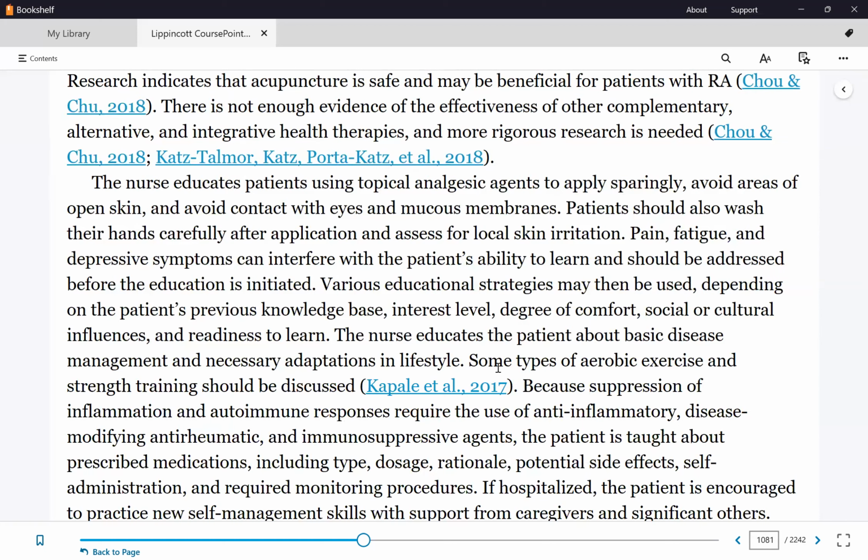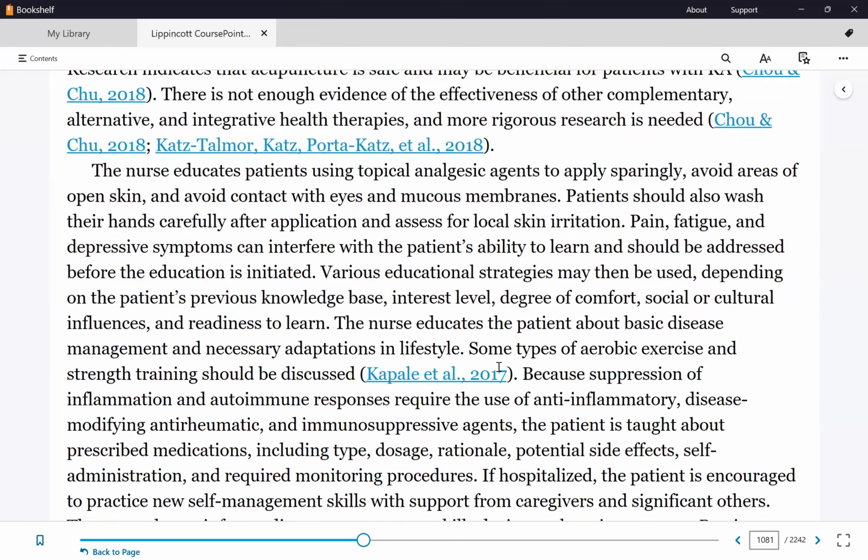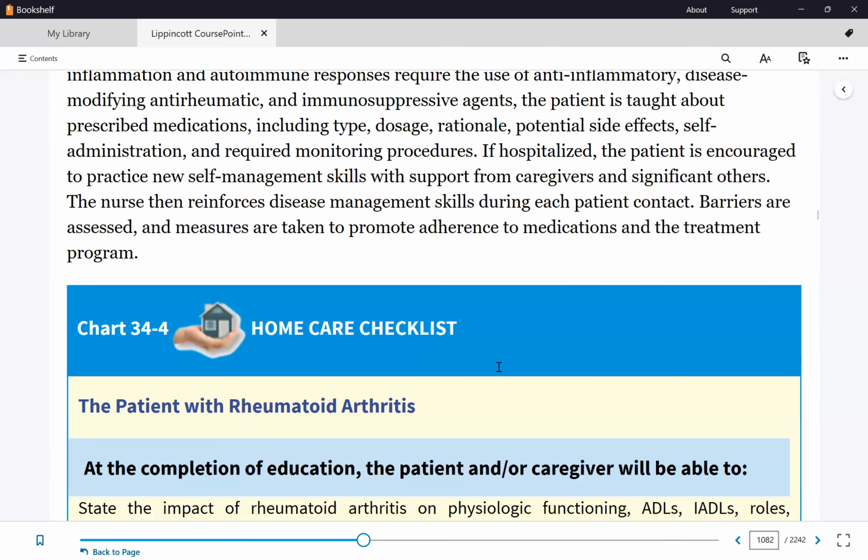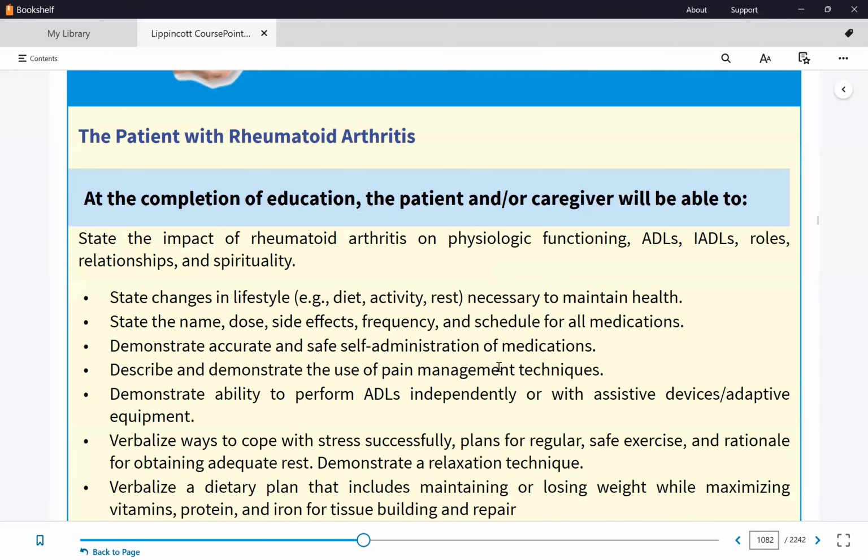Right. So, we recommend a warm or hot shower to start the day, loosen the joints, loosen the inflammation, and then they can get going for the day. Here's your teaching. You have a chart. Chart 34-4. This includes balancing activity with rest. Okay, very important because the joints are hot, right?